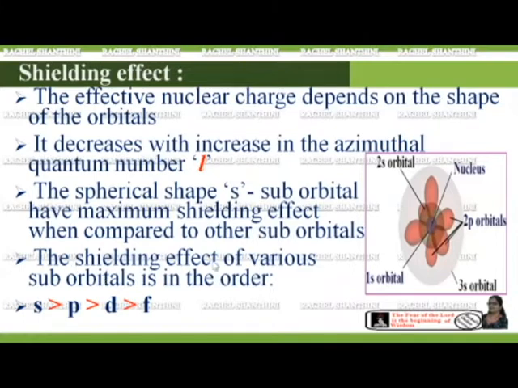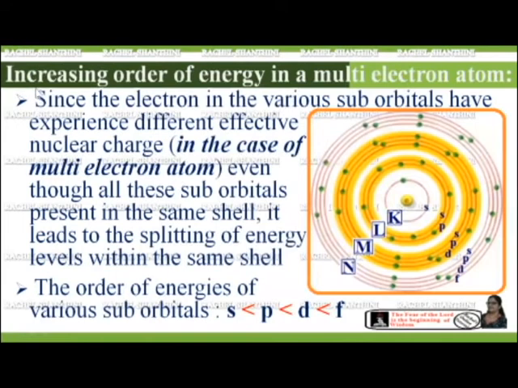So the shielding effect of various suborbitals is in the following order. The shielding effect of s orbital will be greater than the shielding effect of p orbital, which is greater than the shielding effect of d orbital, which is greater than the shielding effect of f orbital.